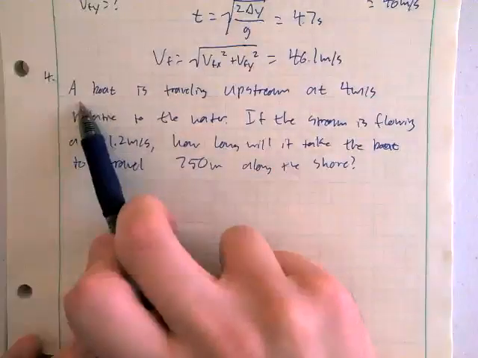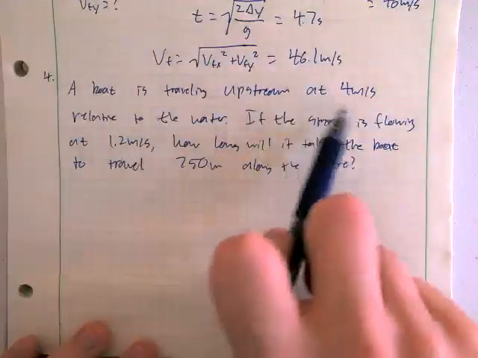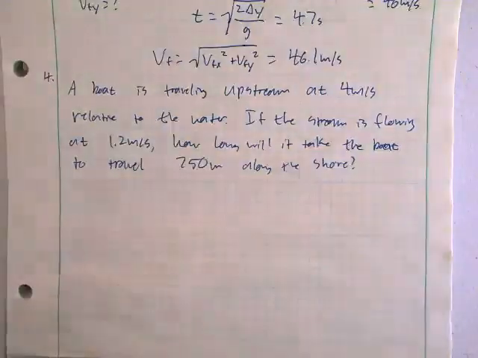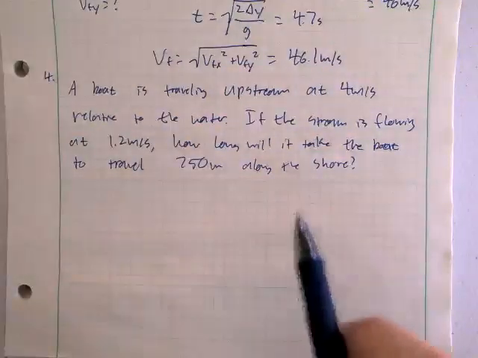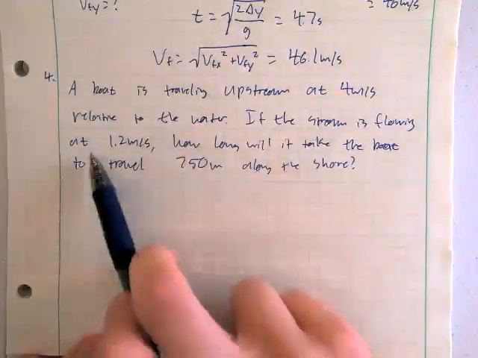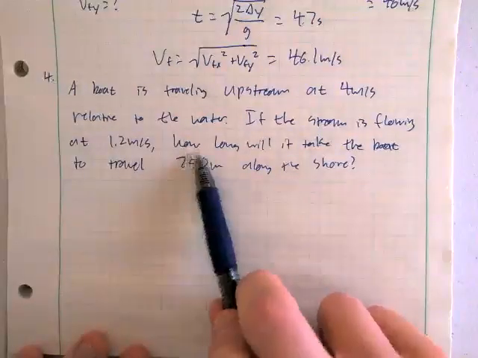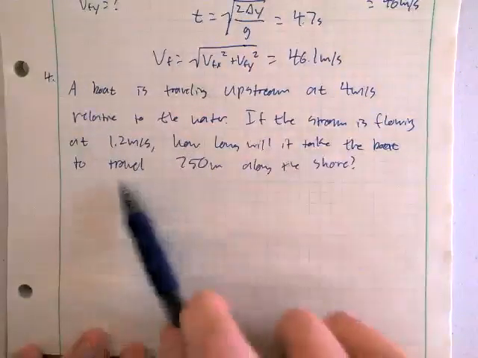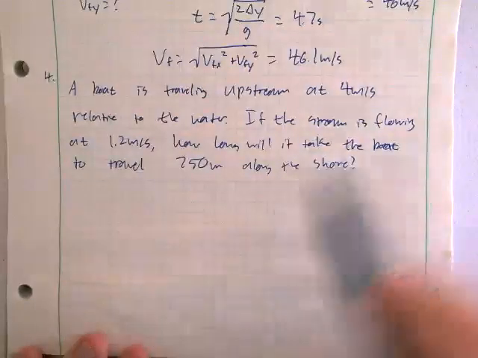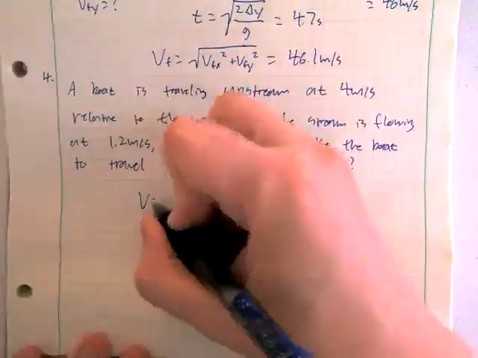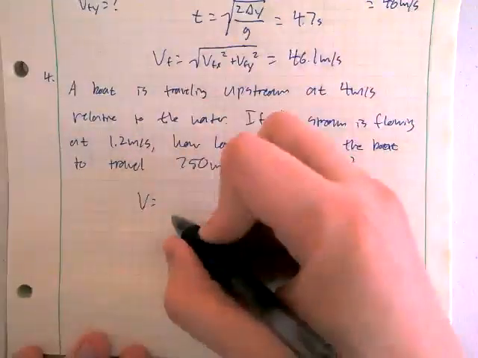So in this case we have a boat traveling upstream at 4 meters per second relative to the water. So we have the speed relative to the water. We also know that the stream is flowing at 1.2 meters per second. And so we want to know how long it will take for this boat to travel 750 meters along the shore, right?